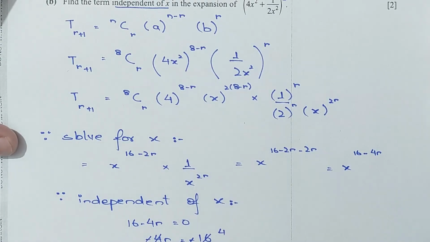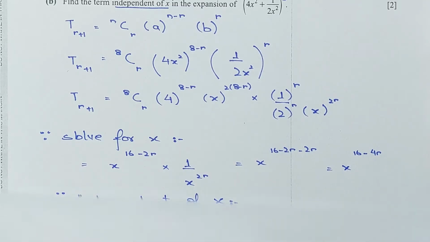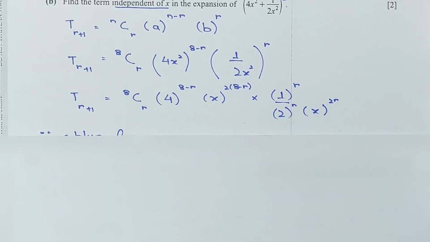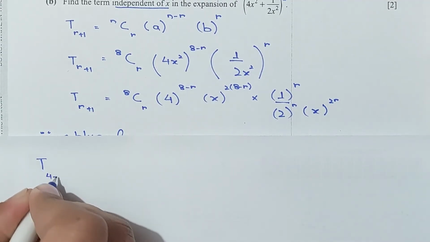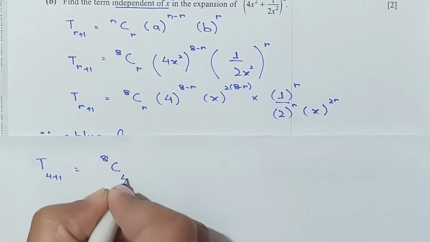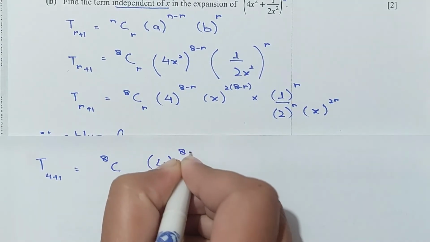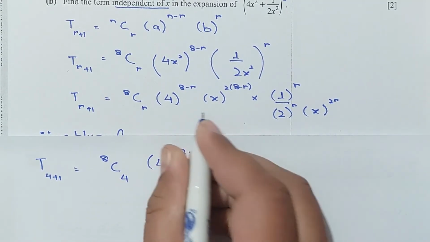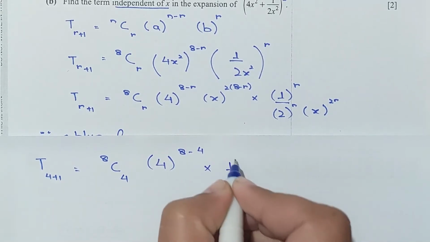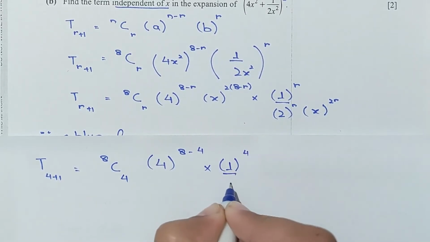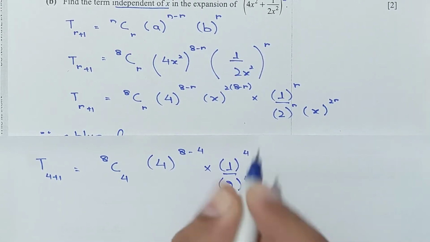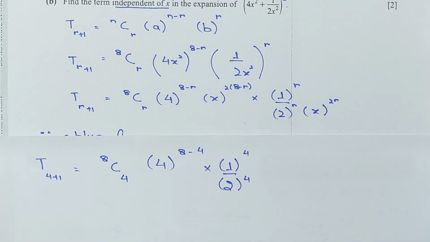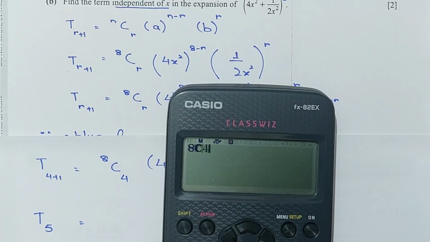So plug the r value over here. It means tr plus 1 is the fifth term we are working with. r is equal to 4. So t 4 plus 1 is 8c4, 4 to the power 8 minus 4, skip the x, times 1 to the power 4, divided by 2 to the power 4. Now just skip the x, right? So the fifth term is the term which is independent of x. Simplify. 8c4 is 70.